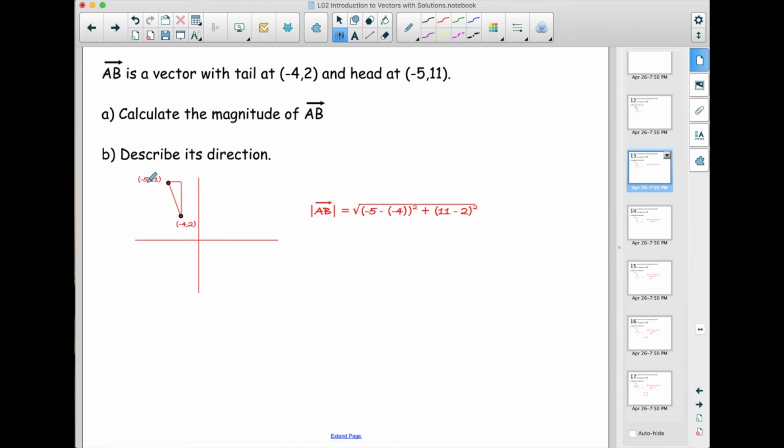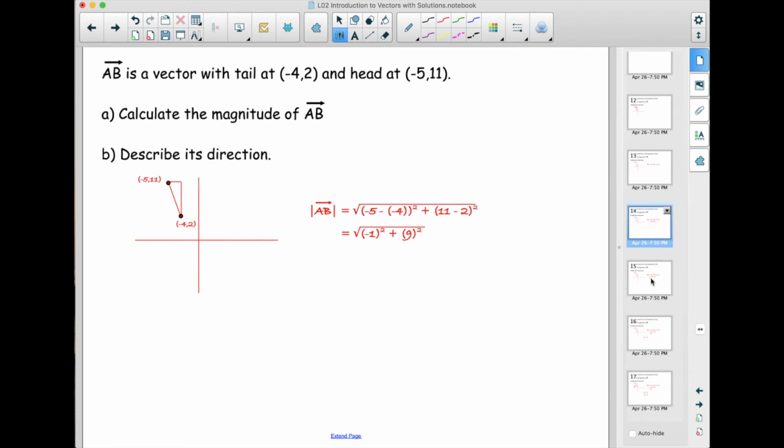So subtracting the x coordinates, delta x all squared would be -5 take away -4, all squared. And the corresponding delta y would be 11 minus 2, all squared. That's going to give me, moving on to the next slide, -5 take away -4 is -1. I need to square that whole value. 11 minus 2 is 9. I need to square that.